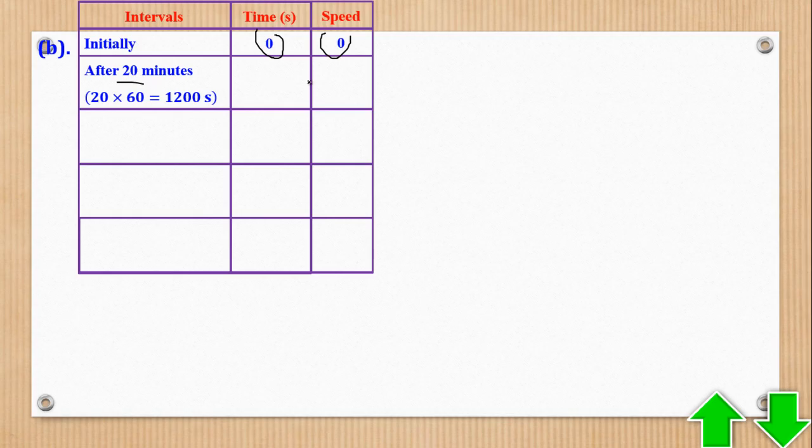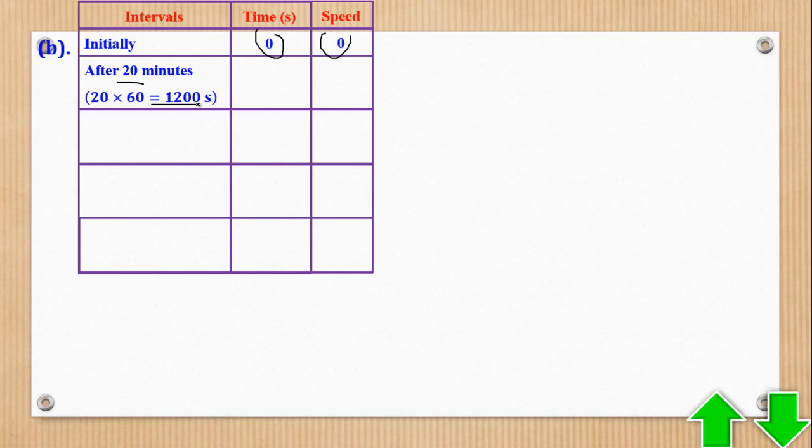Now I'm going to draw a table. This table is for interpretation. It doesn't carry marks, but it helps you to plot a graph easily. So initially it was at rest, so time is 0 and the speed is 0. After 20 minutes, remember now, note something: the speed was in meters per second. Did you see that? Meters per second. But the time was in minutes, so we need to convert so that the units are similar. Because this was meters per second, the time should also be in seconds.